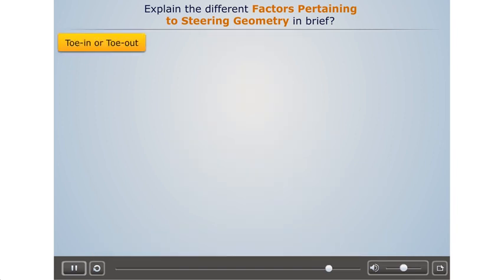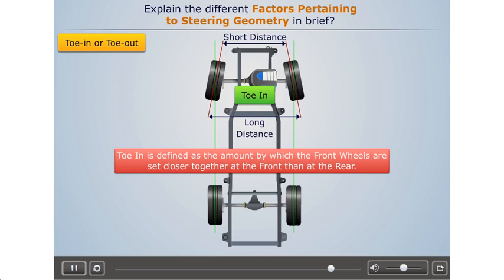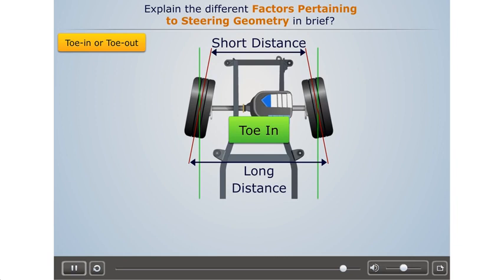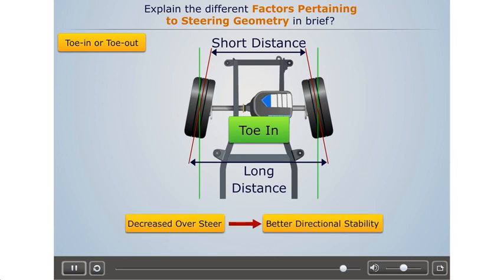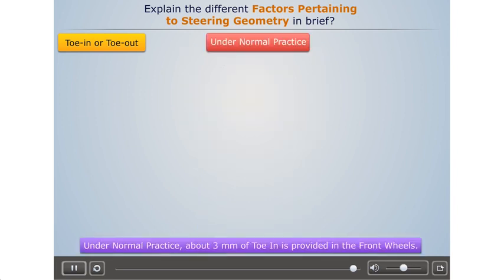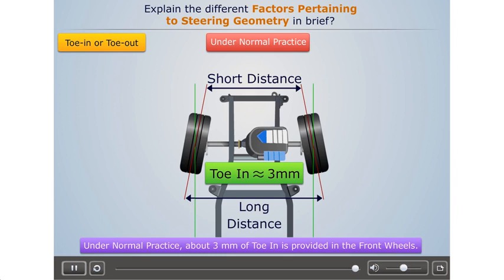Toe in or toe out. Toe in is defined as the amount by which the front wheels are set closer together at the front than at the rear. Similarly, toe out is defined as the amount by which the front wheels are set closer together at the rear than at the front. Excessive toe in of the wheels results in decreased oversteer and increased directional stability, whereas excessive toe out results in reduced understeer and greater increase in steering during cornering. Under normal practice, about 3 mm of toe in is provided in the front wheels.